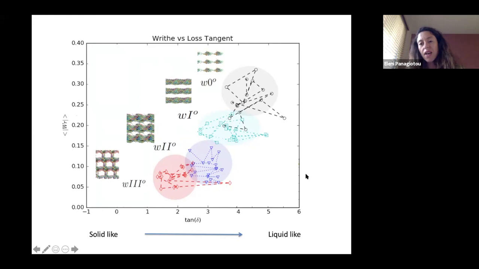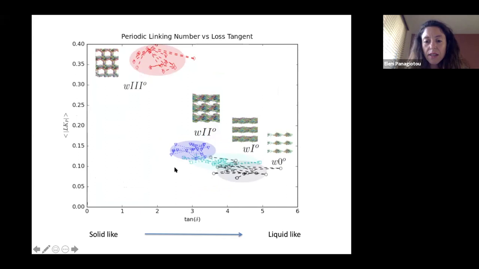For the periodic linking number, we see that the less periodic linking number there is, the more liquid-like the material is. And this is expected, right? So more linking with other chains, more entanglement, more solid-like, let's say, response.